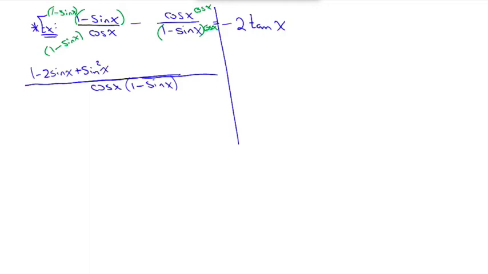1 minus sine x times 1 minus sine x. First, 1 times 1 is 1. 1 times negative sine x is negative sine x. Negative sine x times 1 is another negative sine x, so you get negative 2 sine x. Negative sine times negative sine is positive sine squared x. Negative times a negative is positive. Big thing here is the minus next to it. Next is cosine x times cosine x, which is cosine squared x.